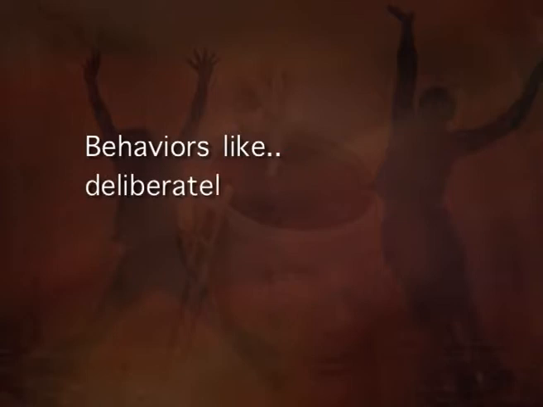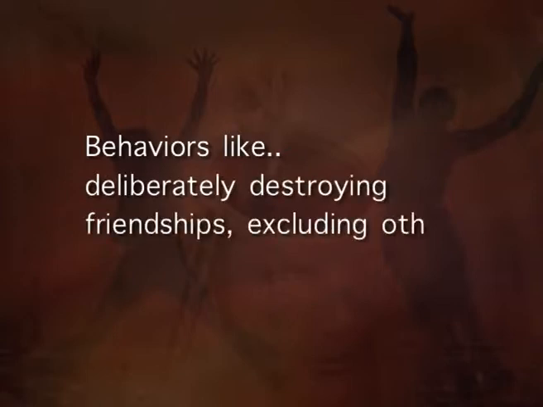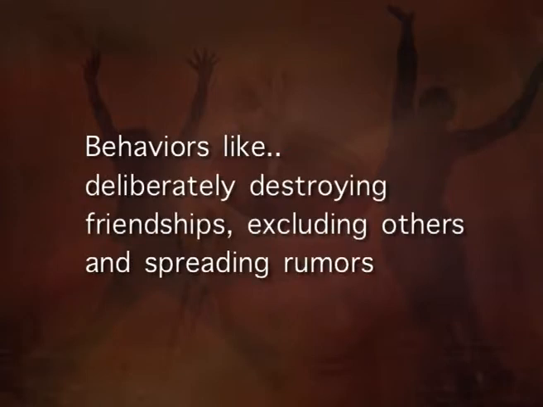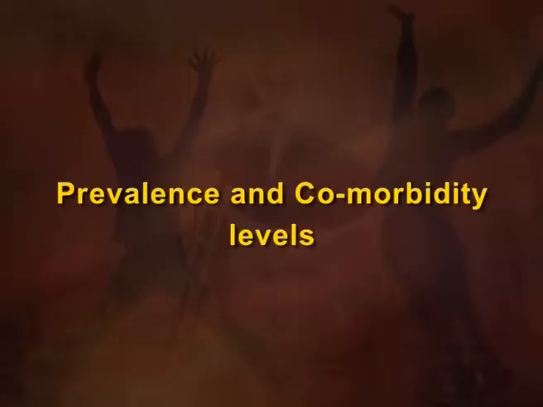On the other hand, girls tend to display more covert behaviors, including relational aggression and theft. I think you know what is relational aggression. Relational aggression includes behaviors like deliberately destroying friendships, excluding others, and spreading rumors. So, these are the slight differences between boys and girls who are affected with this oppositional defiant disorder. Now, let us see what is the prevalence and comorbidity levels.